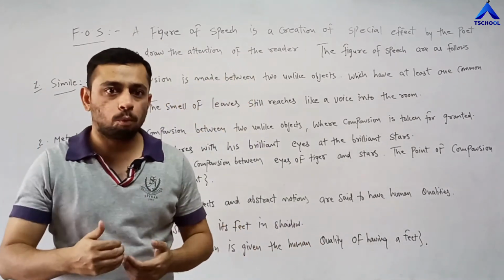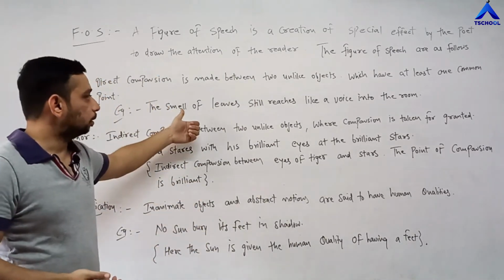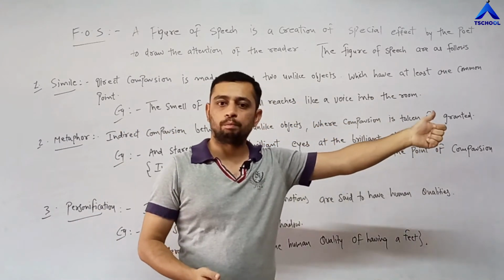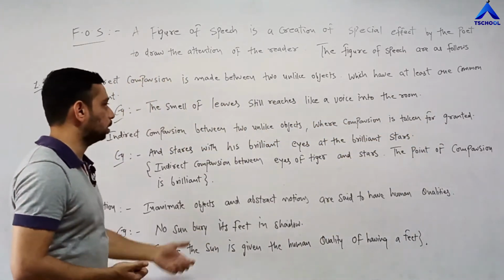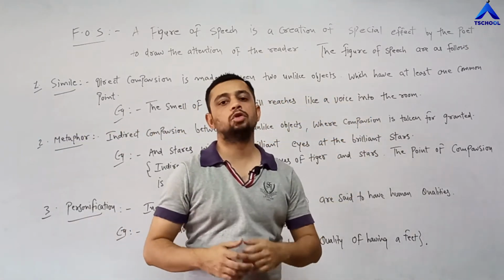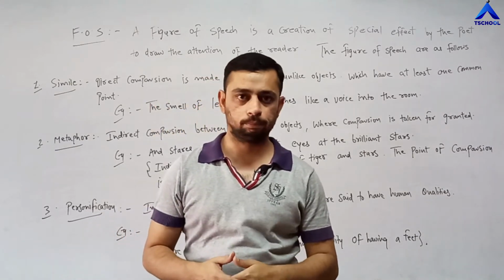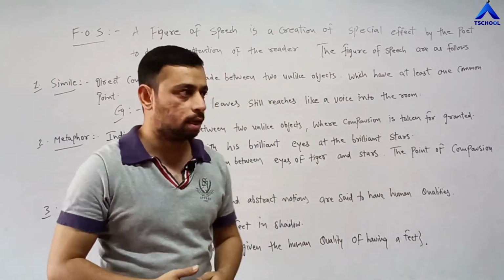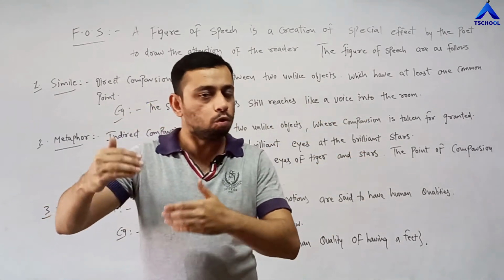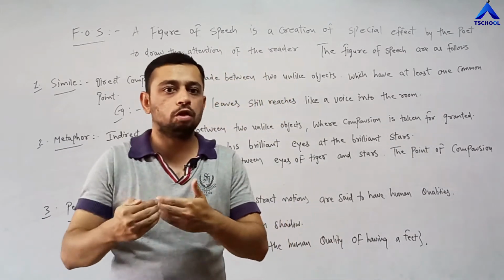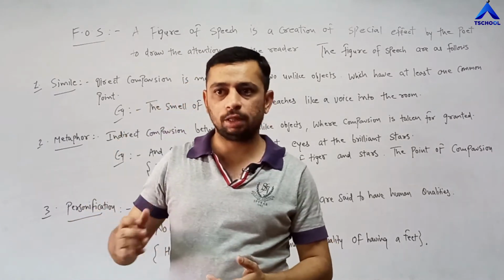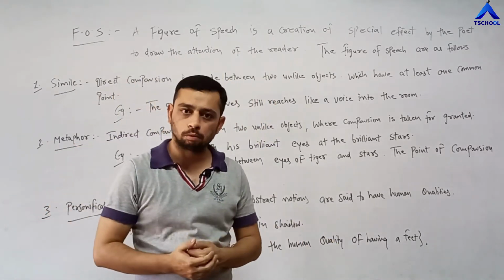So in the next lines, the poet tries to say that still the smell of the leaves reaches like a voice into the room. So here the direct comparison is made between the smell of the leaves and the voice into the room, which is not currently present in the poem. I am repeating the explanation again. I have taken this line from one poem in which there was a tree, and when the poet used to open the window, the branches of the tree used to come inside. But suddenly, in the next stanzas, the tree has been cut down.